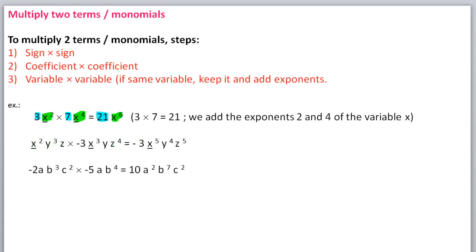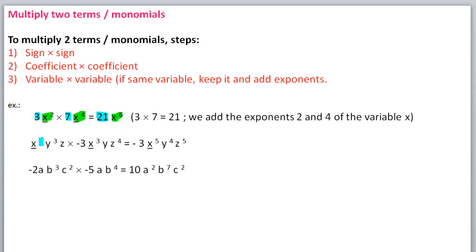Second one, x squared y cubed z times negative 3 x cubed y z power 4. Okay, so let's start by the coefficient. What's the coefficient of all this term? It's only 1. When there is nothing before the term, we say that it's only 1. So we never write 1x squared y cubed z. We write only x squared y cubed z. So 1 times negative 3, it's negative 3, so it's finished.